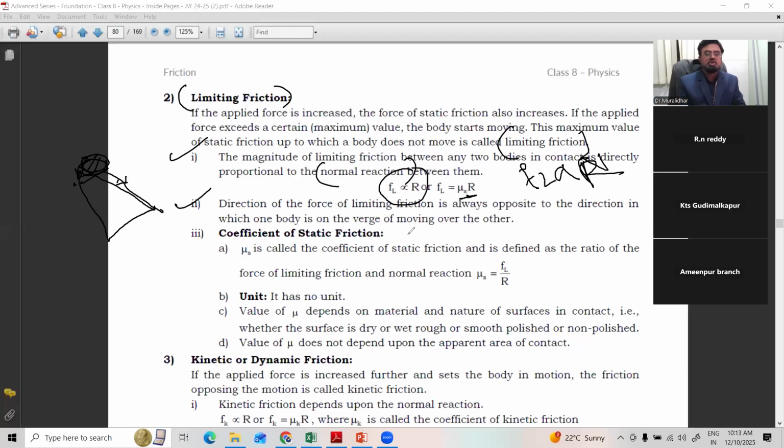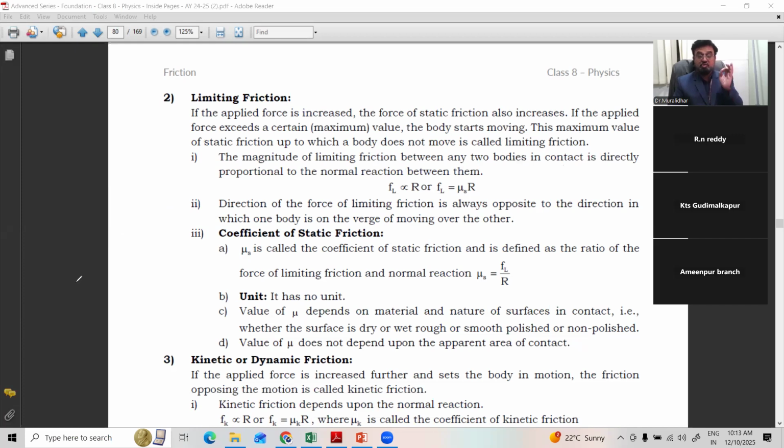The direction of force of limiting friction is always opposite to the direction of the verge of motion of one body over the other. So this limiting friction always acts in the direction opposite to the motion. Whenever applied force reaches the peak point, that peak point force is called limiting friction, which is directly proportional to the normal reaction. Force in this direction, friction in this direction, normal reaction perpendicular to the surface in contact. And this normal reaction plays a very important role in making the body go from static friction to limiting friction and then to kinetic friction.